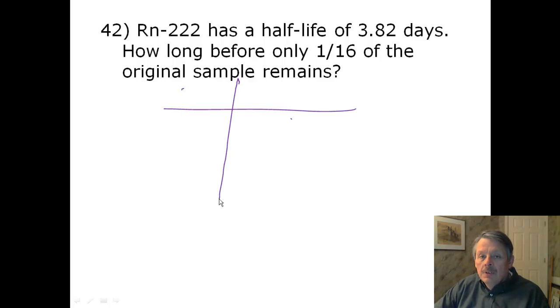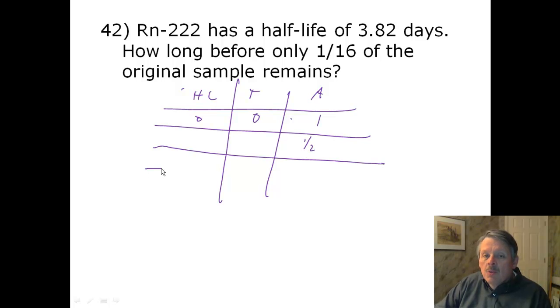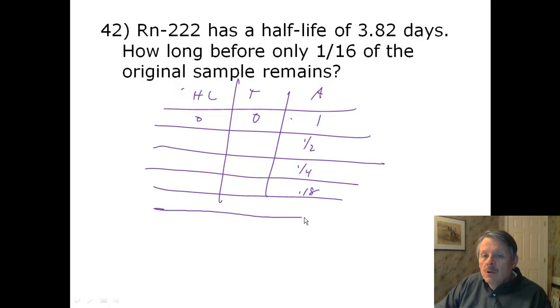Well, again, all we have to do now is say, at time 0, half-life 0, we have the whole thing, 100% of it. Later on, after one half-life, we'll have a half. We'll have a quarter. We'll have an eighth. We'll have a 16th. That's how much remains. And that's 1, 2, 3, 4 half-lives to get there. And our half-life is 3.82 days.